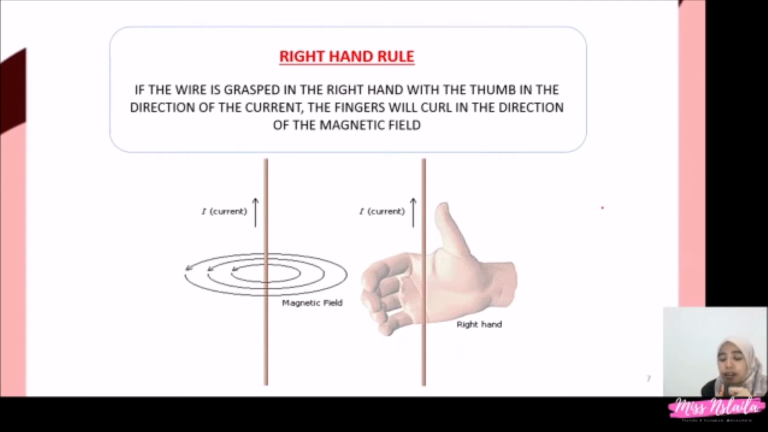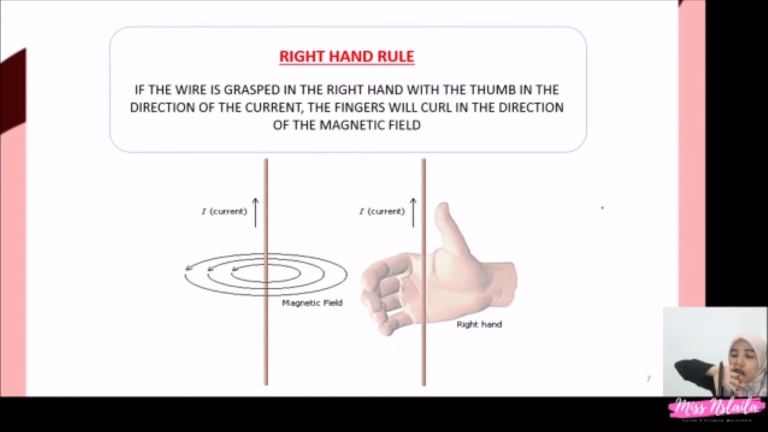Actually, the direction of the thumb depends on the direction of current. Ikut arah current. Okay, if the current is upward, then our thumb is directed upward. If the current is directed downward, then we are going to hold the wire like this. Our thumb will follow the direction of current. Okay, next, what is the direction of the magnetic field?